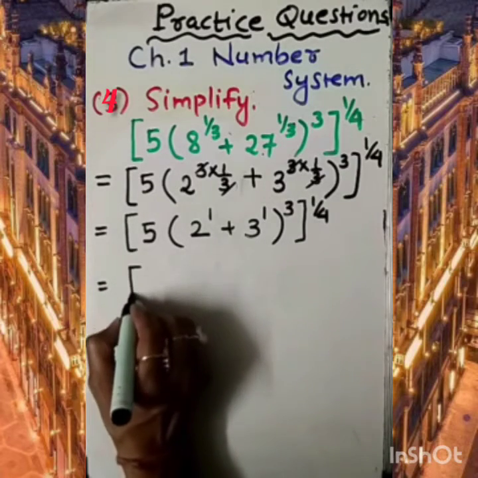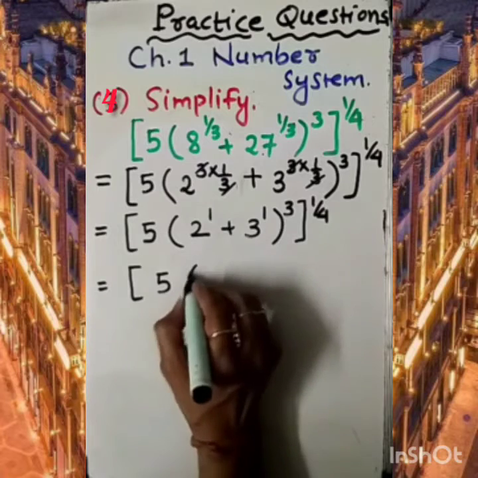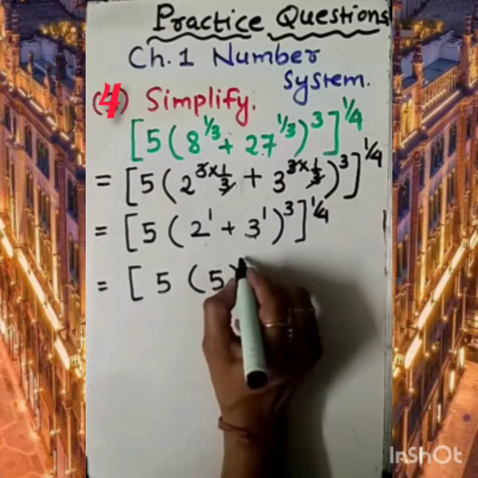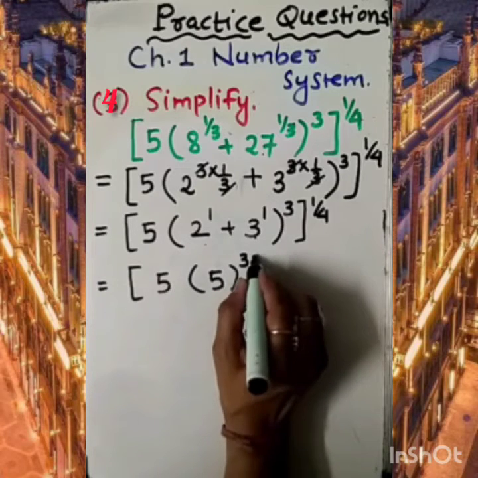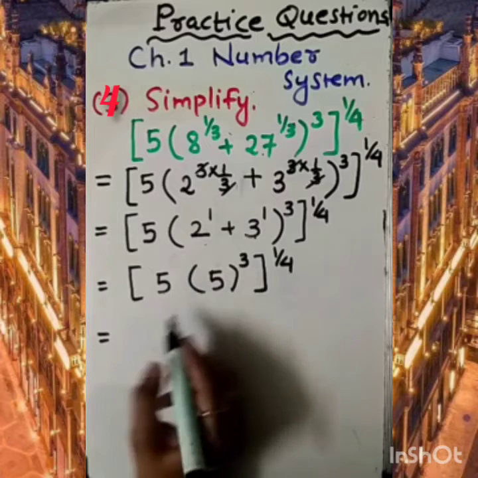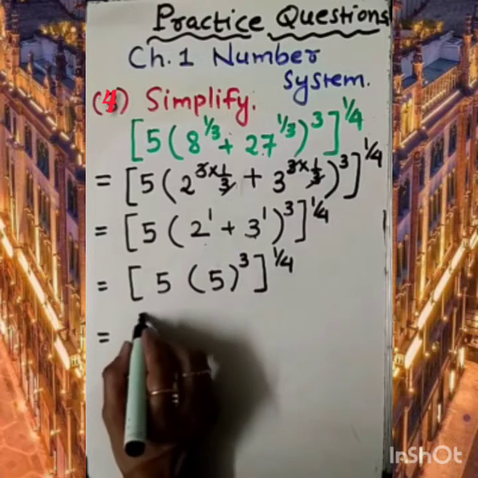So let's work out further. We know that 2 to the power 1, 3 to the power 1, gives the result 5. 2 plus 3 is 5, whole to the power 3. And here it is 1 by 4. Now what is the relationship between this? So I can write this as this.